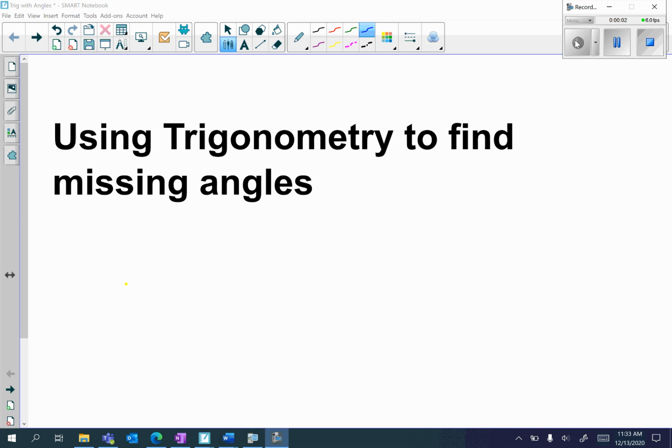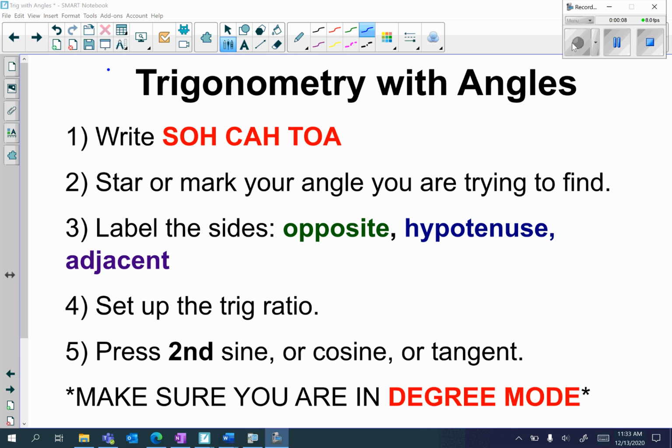Hi everyone, in this video we're going to be using trigonometry to find missing angles in a right triangle. Let's look at the following steps to use trigonometry with angles.